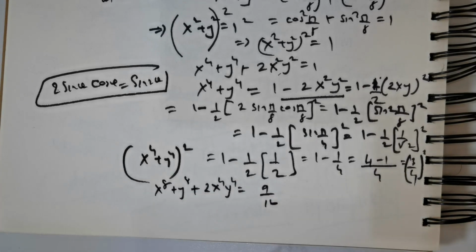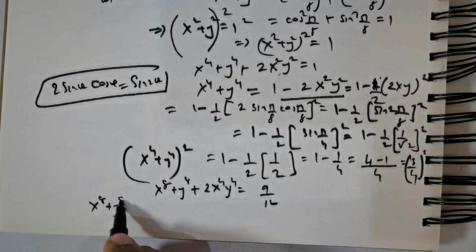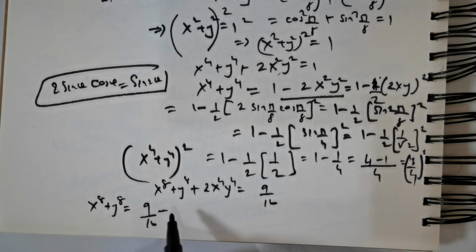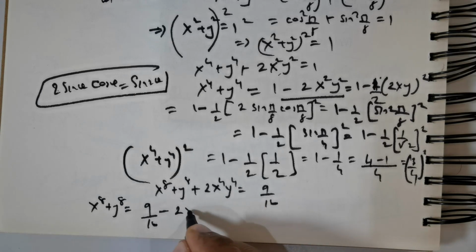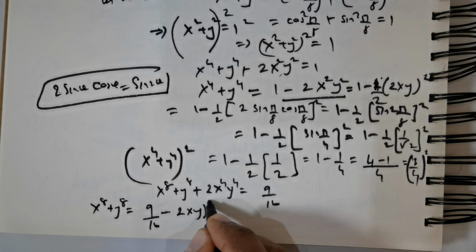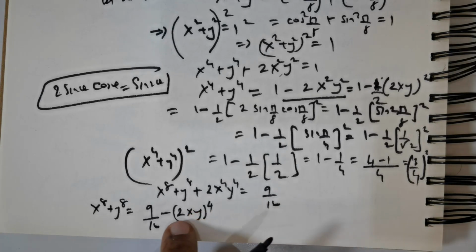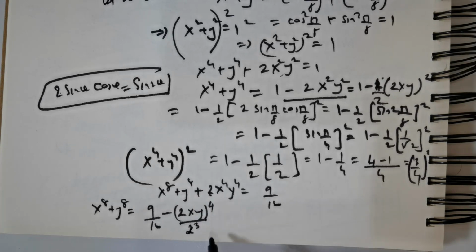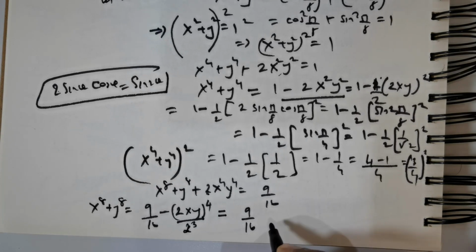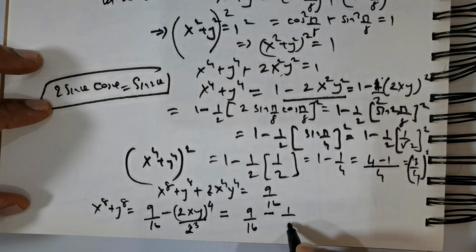So push this to the other side. This is going to give me x power 8 plus y power 8 is equal to 9 over 16 minus 2 times, can I write this as 2 times xy raised to the power of 4? If you were to write that raised to the power of 4, this is going to give me 2 raised to the power of 4, that's 2 to the 4. 4 times 2 is 8, 8 times 2 is 16. But I got only 2 here, because for 2 power 4 I need only one 2 there. Okay, fair enough. So let's move on. So this is equal to 9 over 16 minus 1 over 8.